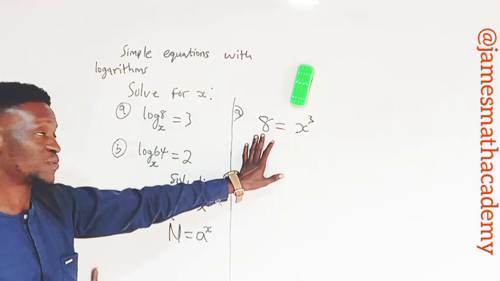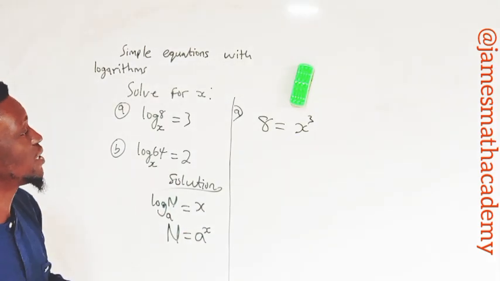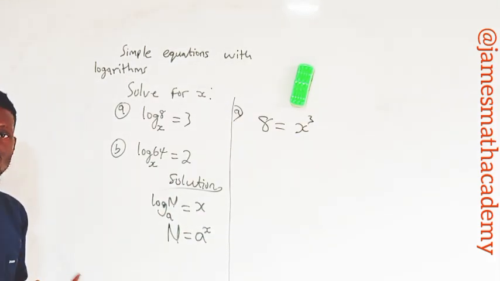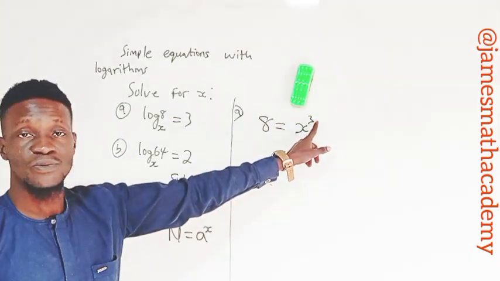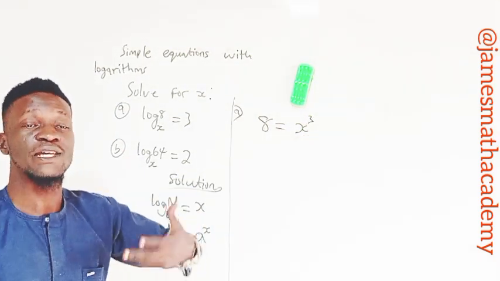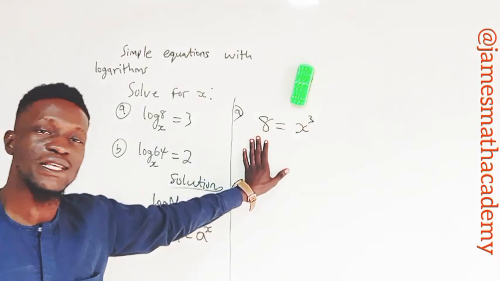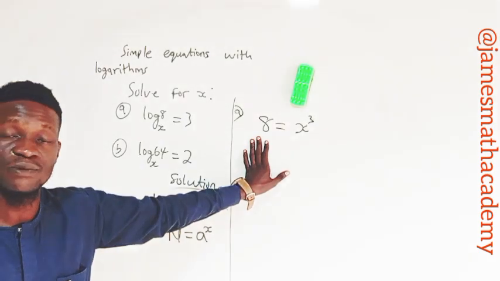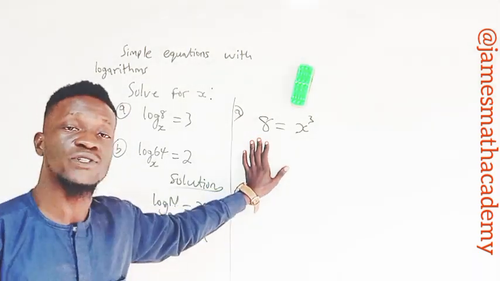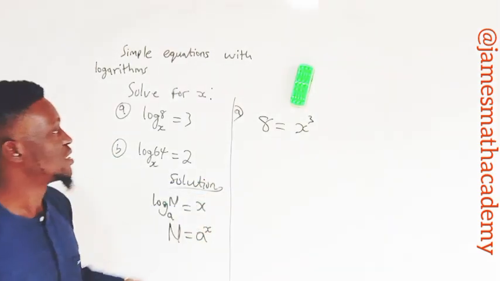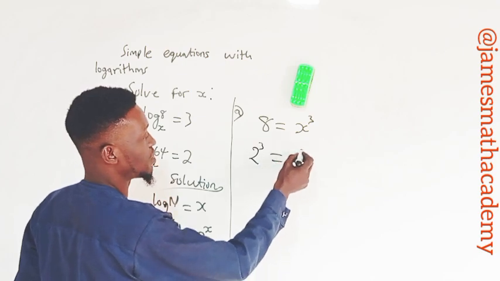This 8 is not in exponential form, while this is in exponential form. So to find x, we look for a number that will multiply itself in 3 places to give 8, because the other side is raised to power 3. The only number that can do that is 2, because 2 times 2 is 4 and 4 times 2 is 8. So this can be written as 2 raised to power 3 is equal to x raised to power 3.